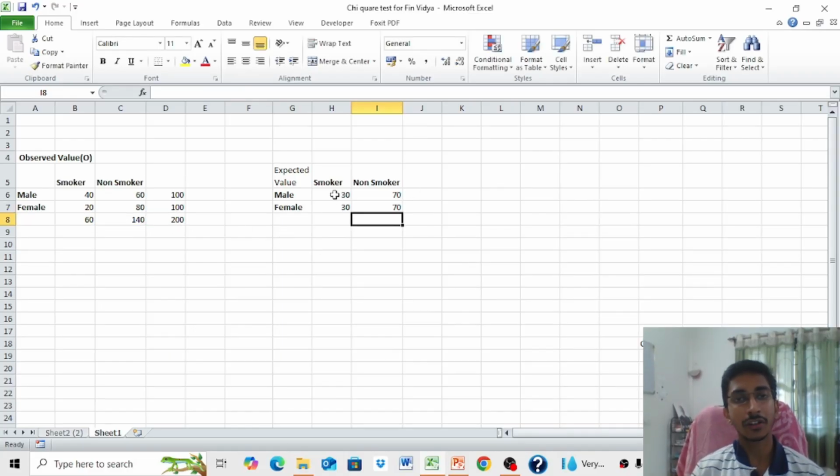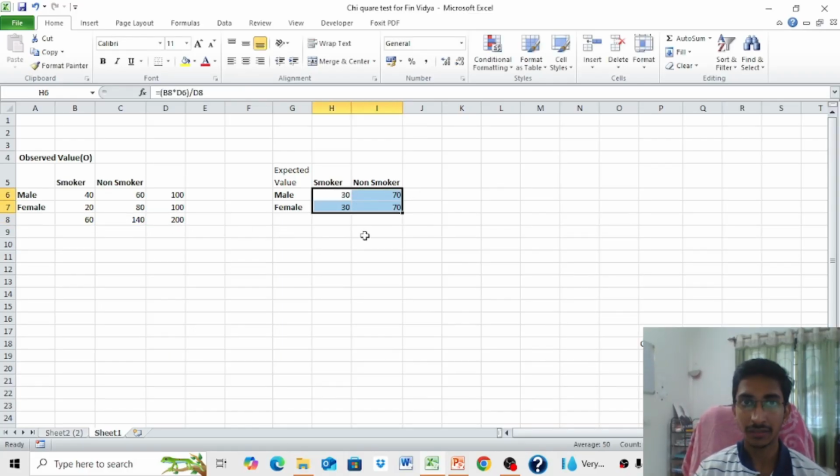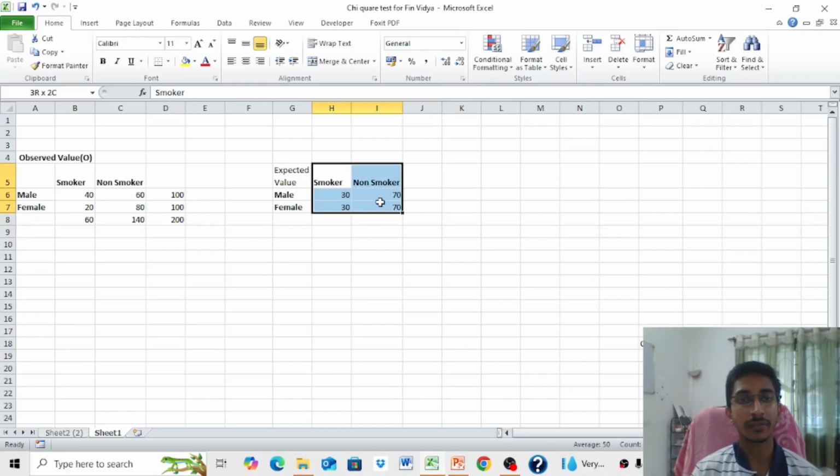Okay, so we got the expected value of smoker and non-smoker with respect to male and female, or gender, correct. Next we have to calculate observed minus expected, whole square, divided by expected. That is actually the chi-square value, clear.